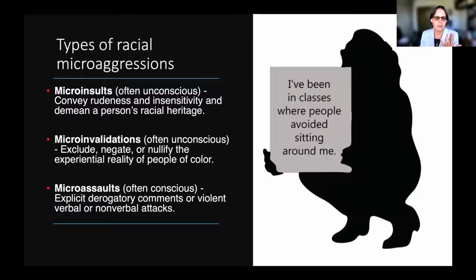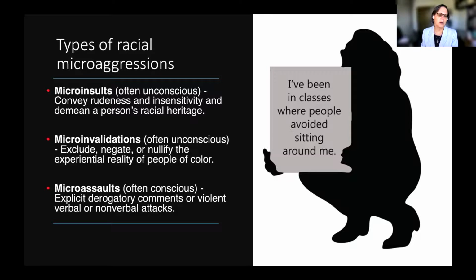So micro invalidations is another kind of microaggression that we looked at. That idea is communicating things that exclude, negate, or nullify thoughts and feelings of people of color. So a common example is someone making a comment like, I don't see color, we're all human beings. That negates experiences of a person of color in a conversation, for example, or the assumption that everyone who is not white is from another country. Those sorts of things negate the experiences of people of color. Those are really common things that are actually said on a day-to-day basis.